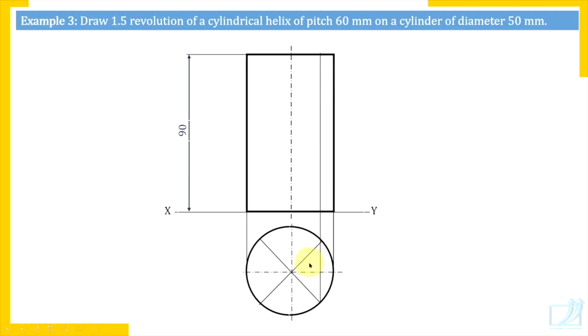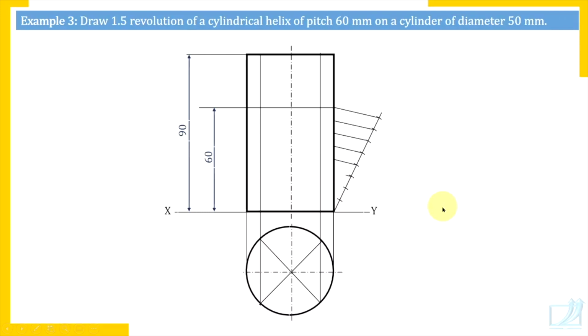Now from these 8 points draw projectors. Now the most important part: don't divide the height of the cylinder into 8 parts. You should divide the pitch into 8 parts. That's why I measured the pitch here, given as 60 millimeters, and this distance we are going to divide into 8 parts. So we have divided the height of 60 millimeters, that is the pitch, into 8 parts.